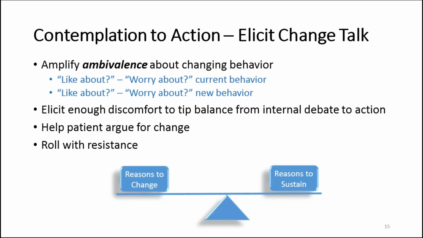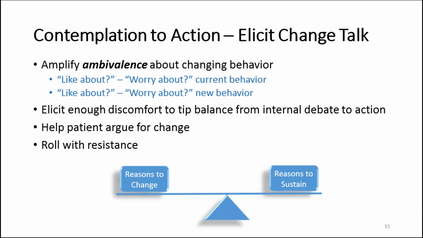Let's go now to those amplifying ambivalence in the contemplation to action step, where we elicit change talk. What we want to do here is amplify the ambivalence about changing behavior or adopting a new regimen by asking, what do you like about the old way and what do you worry about it? And what do you like about the new way and what do you worry about it? This elicits discomfort, helps tip the balance to just get rid of that ambivalent discomfort, and it helps the patient argue for the change. As a clinician, as the interviewer or therapist, we need to roll with resistance.